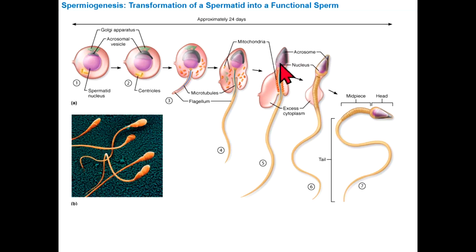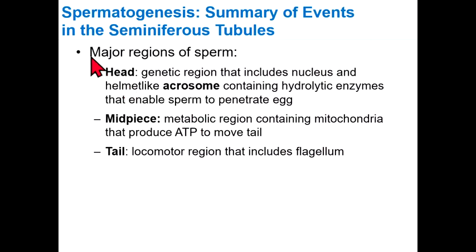So the head will contain the nucleus and something called an acrosome, which we'll describe on the next slide, where the tail would be the flagellum and the excess cytoplasm will get discarded. So that's the head. We have a midpiece, which connects the head to the tail, which is the flagellum. So let's make that official.